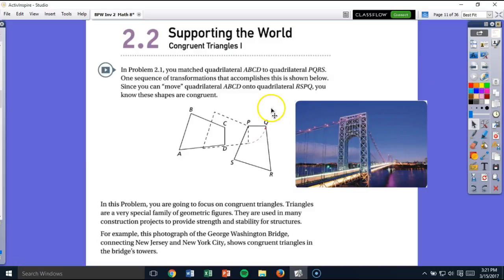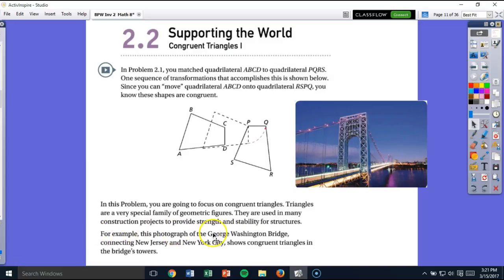I'll let you go ahead and read the top part here. On the bottom, it tells us that in this problem, we're going to focus on congruent triangles. And triangles are a very special family of geometric figures, it tells us. They're used in many construction projects to provide strength and stability for those structures. Triangles are able to provide a lot of strength and stability, so we use them quite a bit in construction.